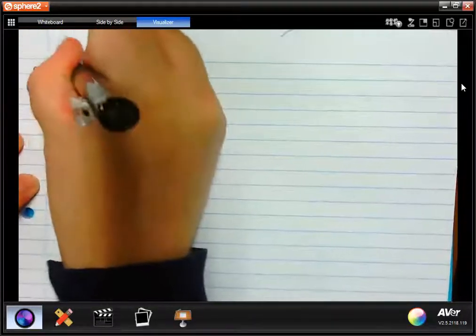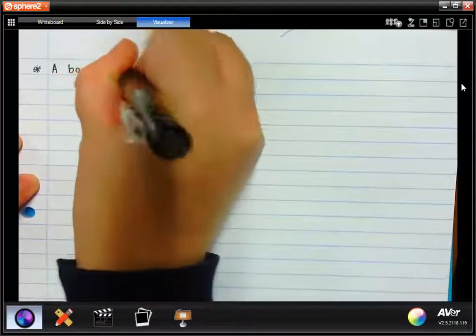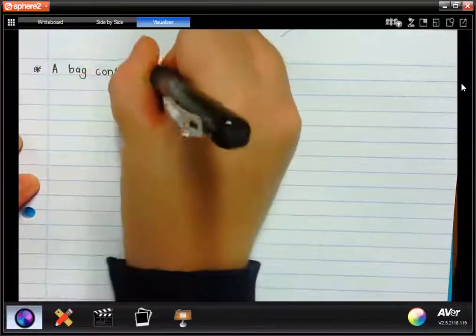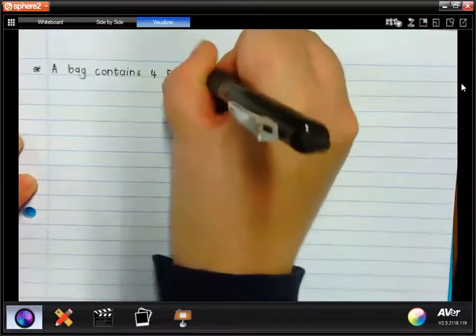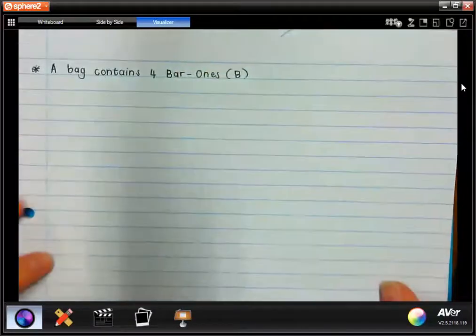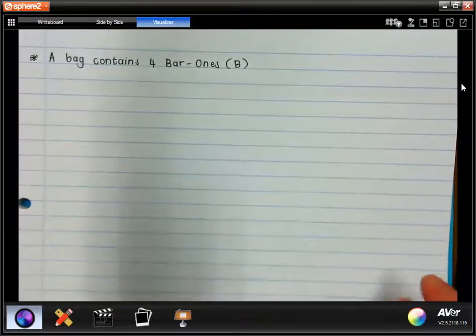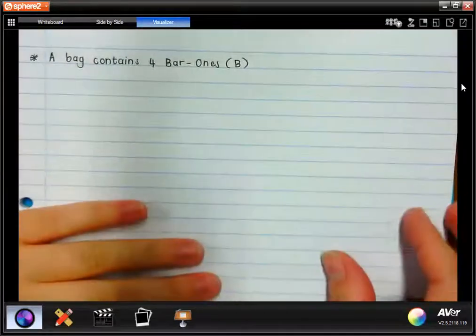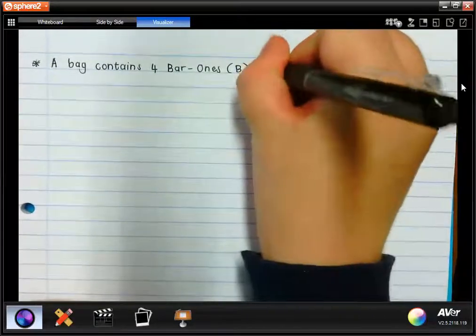All right, a bag contains 4 bar ones. And in brackets, I'm just putting a B. That means that on our tree diagram, we can just use B, instead of writing bar one. All right, so 4 bar ones and 6 crunchies.